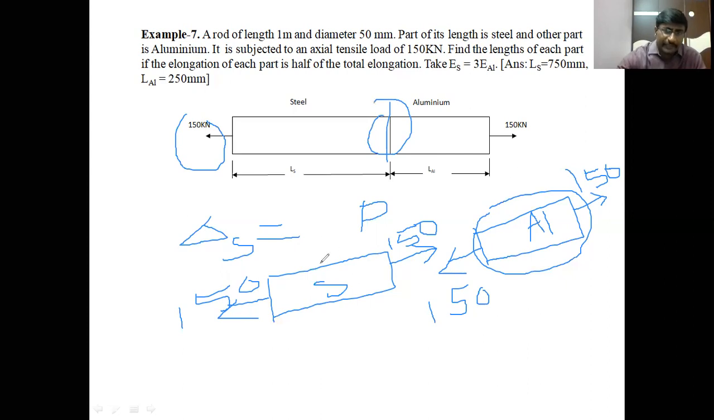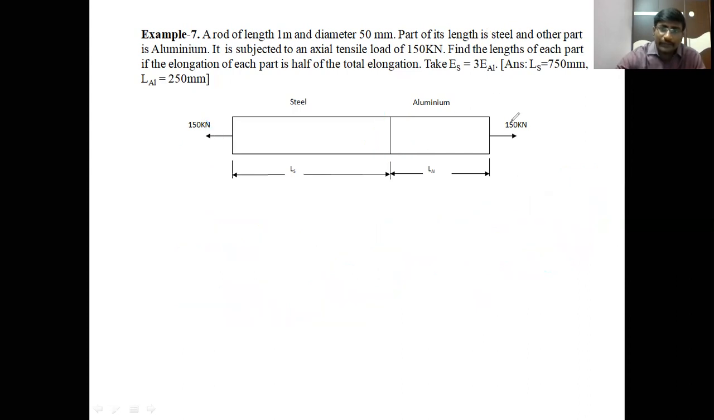Clear? So like this, we have to split the members into two parts. This is the free body diagram. So what is the force acting on the steel? 150. On the aluminium, 150 itself. So whatever the load which is acting on a member, the total load, the individual members are also subjected to the same load.